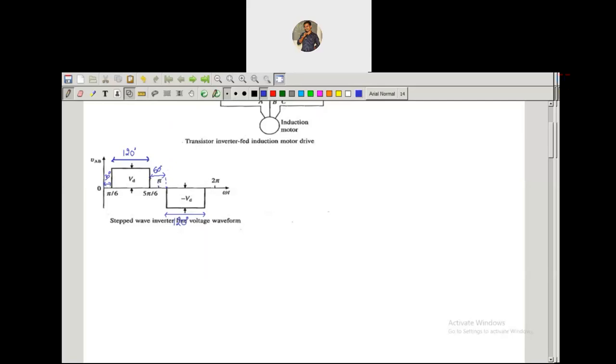Now here, these are 60 degrees. That is where we need to take the gap, where the switches are not going to be operated. Coming to this point, what is this? Pi plus pi by 3. This point is how much? This is pi plus pi by 3.